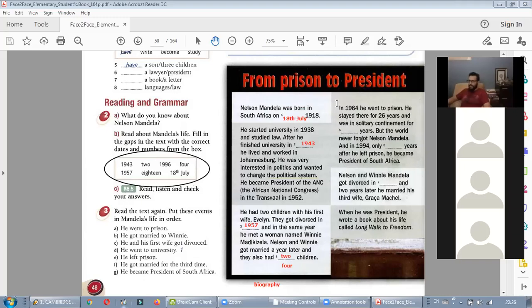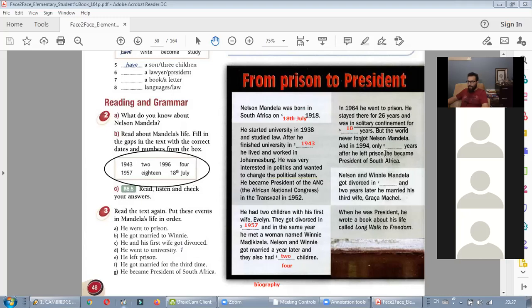But okay, it says here in 1964 he went to prison. He stayed there for 26 years, and okay, so Najat answered this partly. He was in solitary confinement. Here we write 18 years, maybe. Solitary confinement is in prison where you stay alone in a small room with no one else, for 18 years. Okay. Maybe 4, maybe 18. So 18. It's a lot, right?